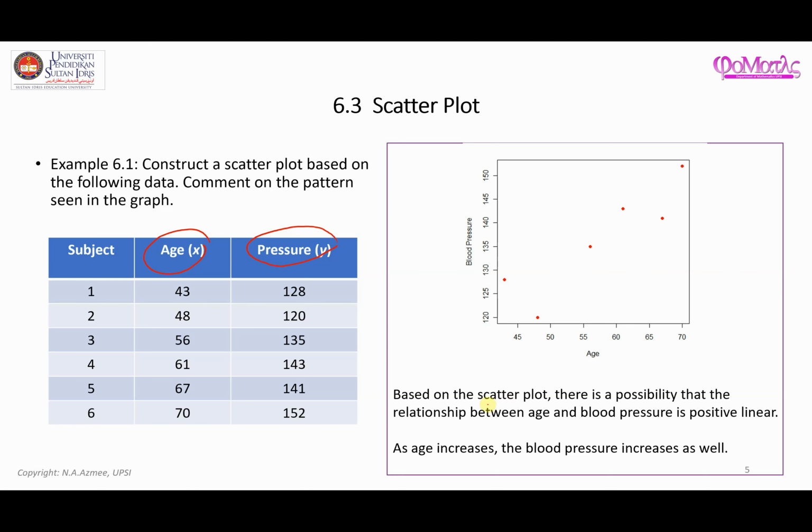Based on that, we can comment on the pattern. For example, we can say that there is a possibility that the relationship between age and blood pressure is positive linear, which means that as age increases, blood pressure increases as well. That is some of the comments you can make on the pattern seen in the graph.